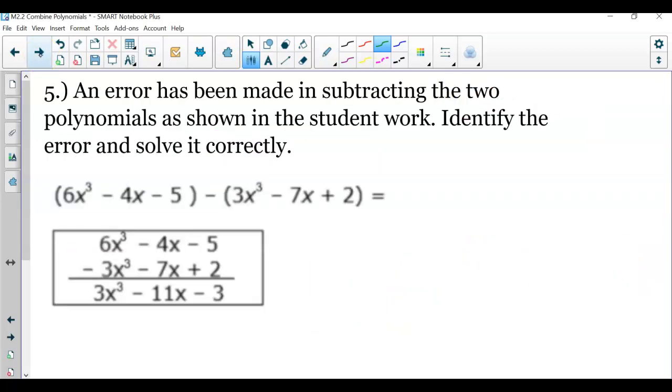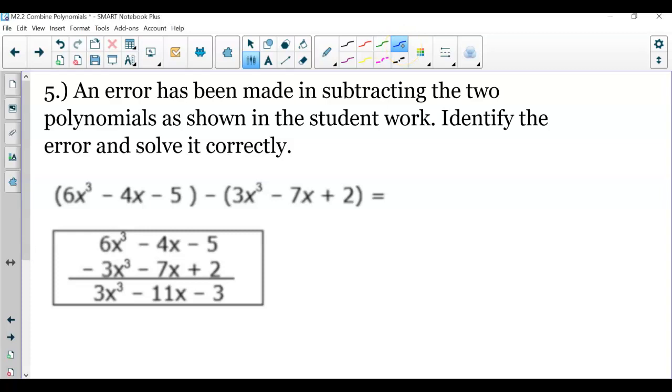Then the last question, again, pause the video. You're looking for an error that was made in subtracting the two polynomials. Identify it and solve it correctly. So pause the video. Let's see if you identify the error and fix it. And let's see now if you identified the error and corrected it.